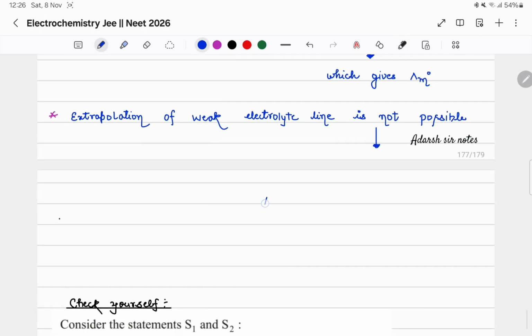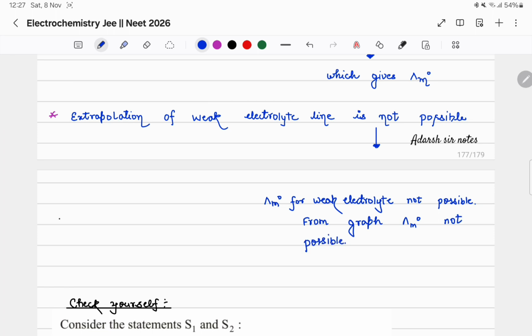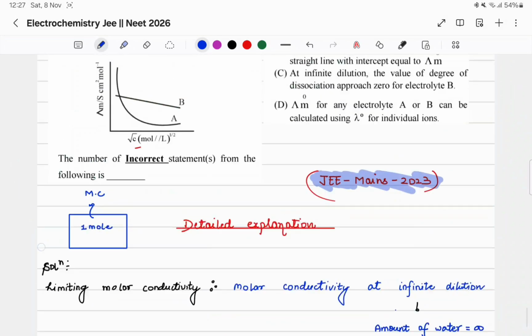So we can write lambda m naught for weak electrolyte is what? Not possible. Okay. So not possible means from graph we cannot get lambda m naught. तो graph से नहीं possible है, but scholastic law से possible है, which I have told you in previous videos. So that was this. Let's after knowing all the theory, let's see this question.